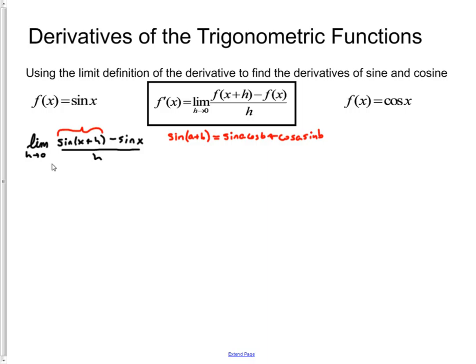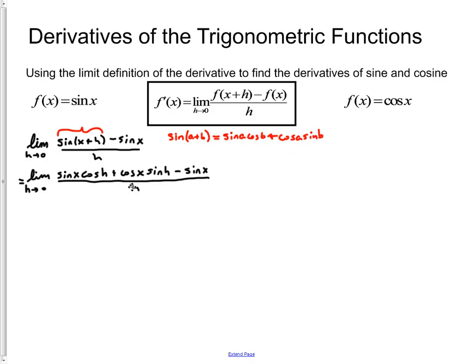So let's go back here. What are we going to do? We're going to get our limit as h is approaching 0 of the quantity sine of x times the cosine of h plus the cosine of x times the sine of h minus the sine of x. And we're going to do that all divided by h.